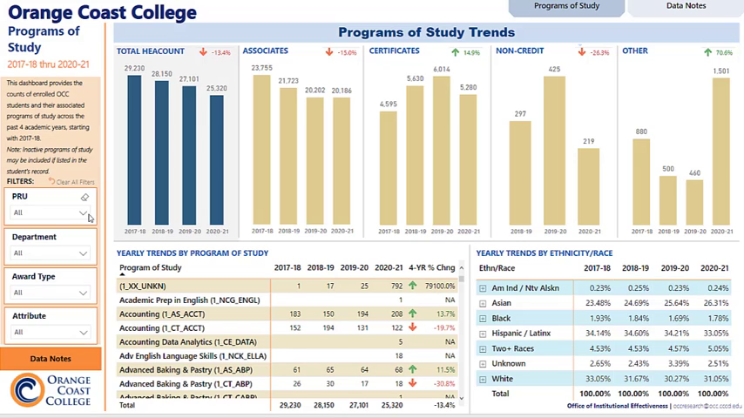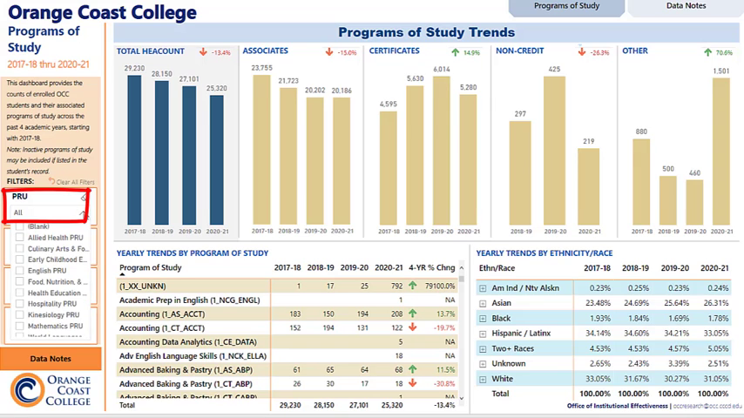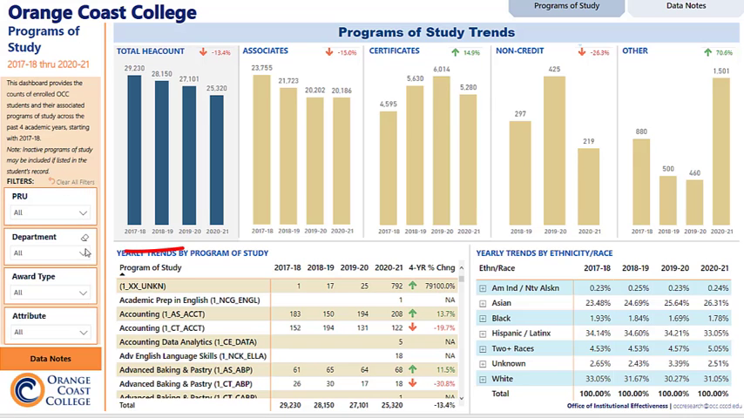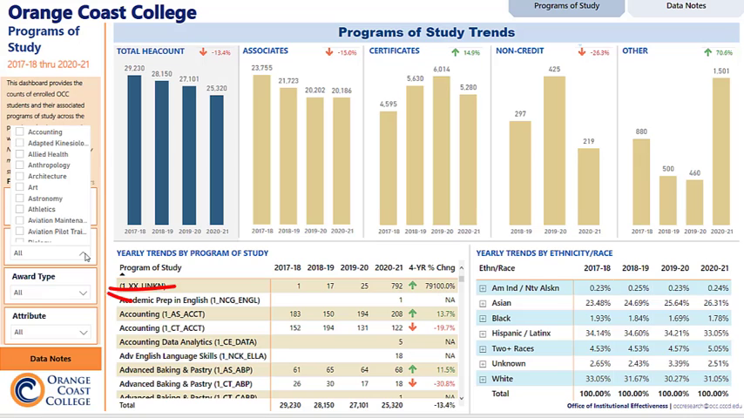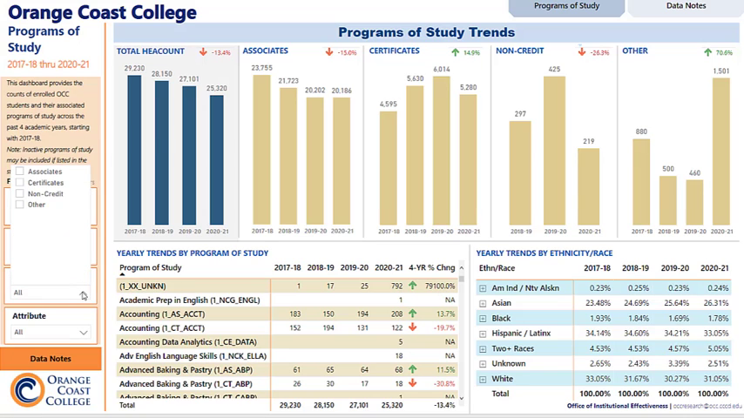Today we're going to go over some of the functionalities of this dashboard that will help you fill out your program review. For starters, we have Program Review Unit, Department, and Award Type. Also, Attribute. Now, Attribute includes non-credit and STEM grant students.